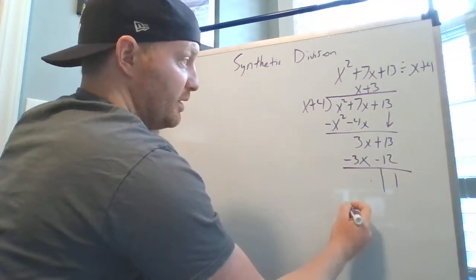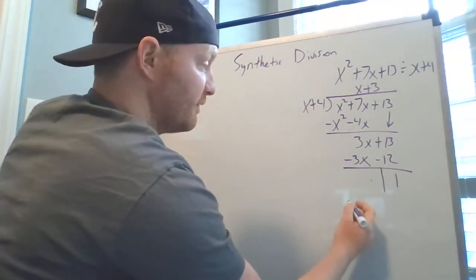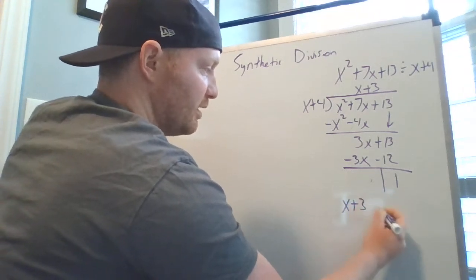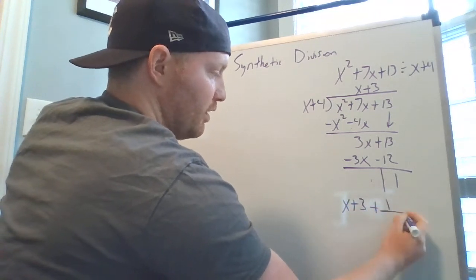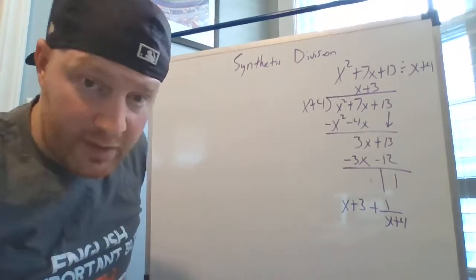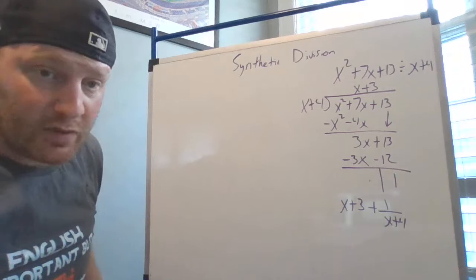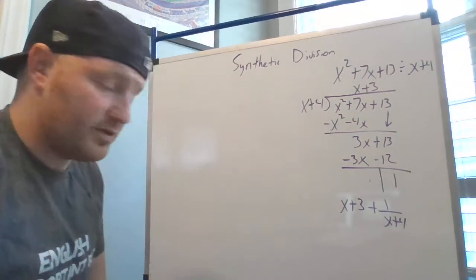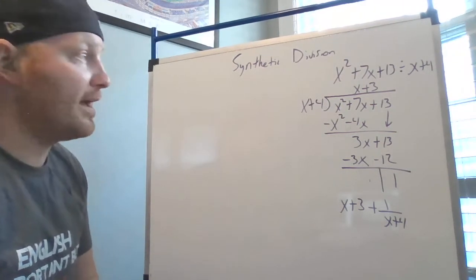So your final answer would be, can I see all this? Yes. So your final answer would be x plus 3 plus 1 over x plus 4. Now, where we're going with this will make sense in a couple days. I just want to get this process down, this understanding, before we get into the why.